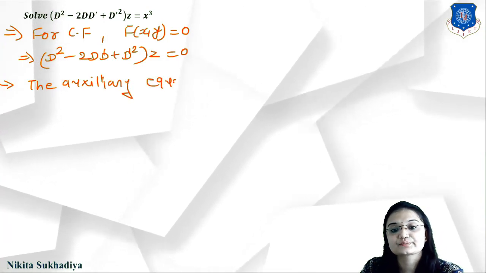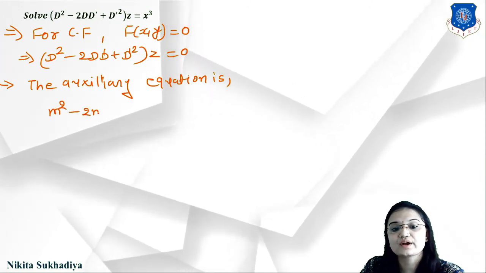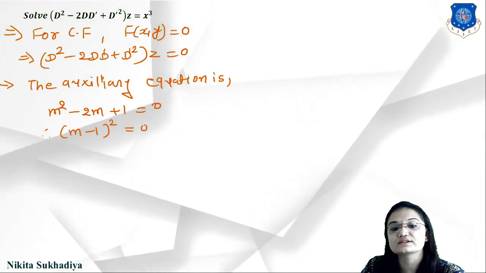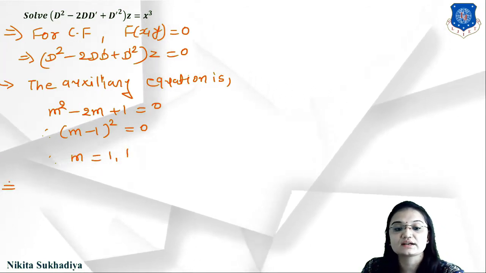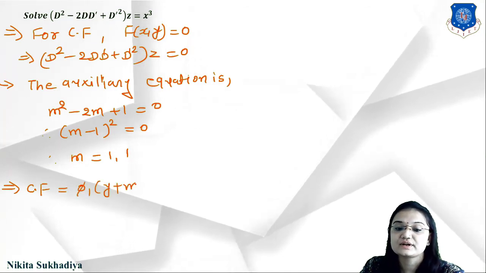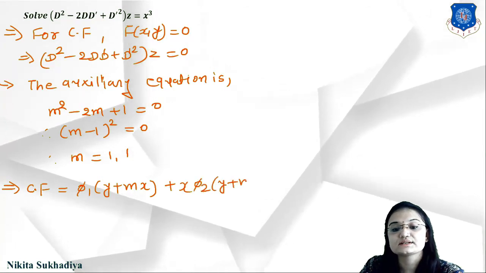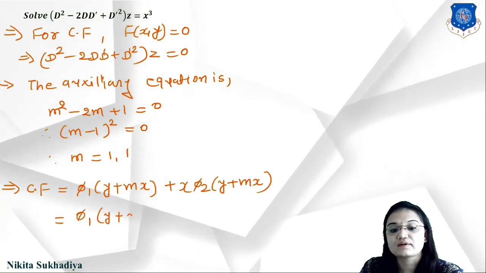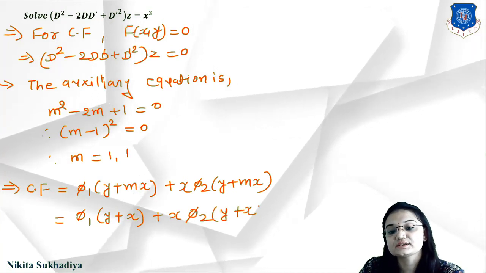So the auxiliary equation is, this will become m square minus 2m plus 1 is equal to 0. So this is nothing but m minus 1 whole square is equal to 0. So we will get m is equal to 1 and 1. So these both are equal roots. So the complementary function will become phi 1 of y plus mx plus x phi 2 of y plus mx. And here m is 1, so this will become phi 1 of y plus x plus x phi 2 of y plus x.